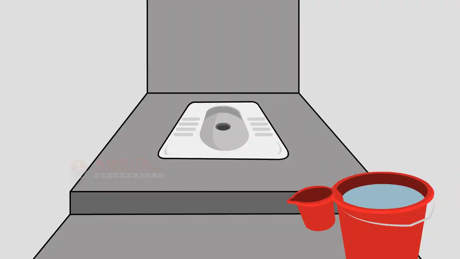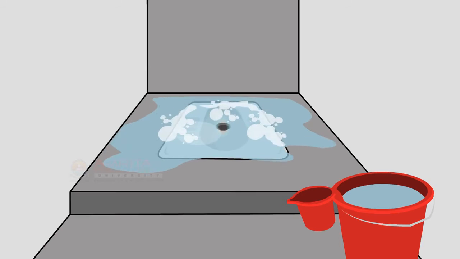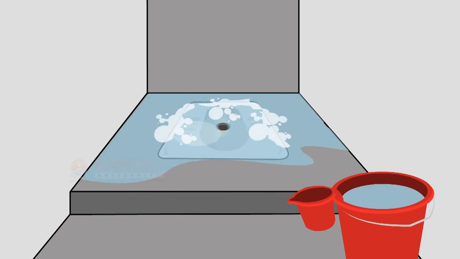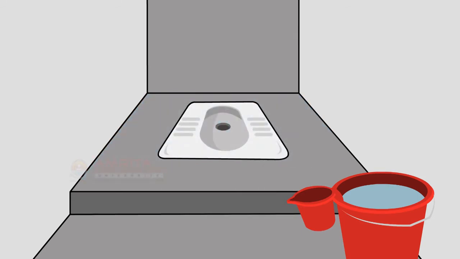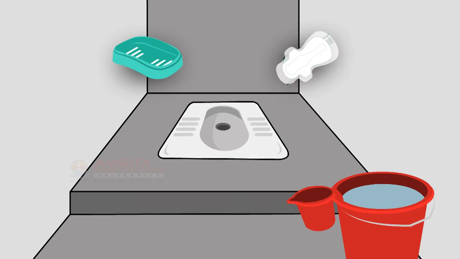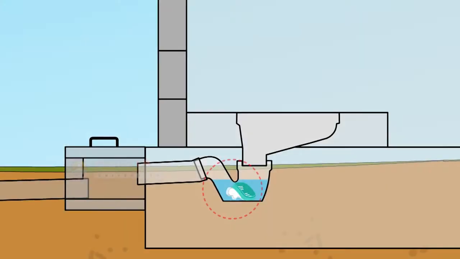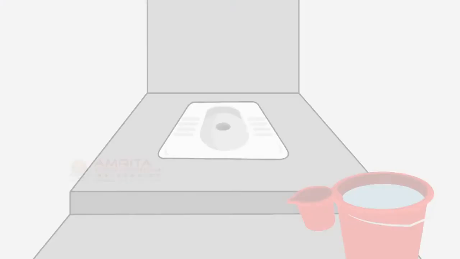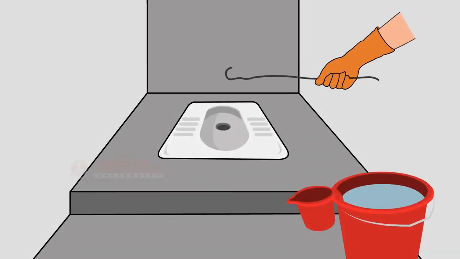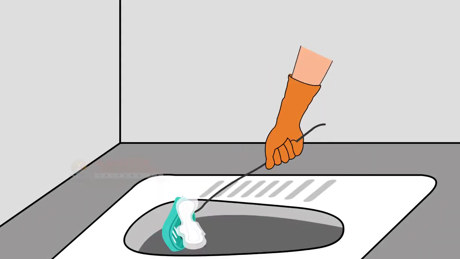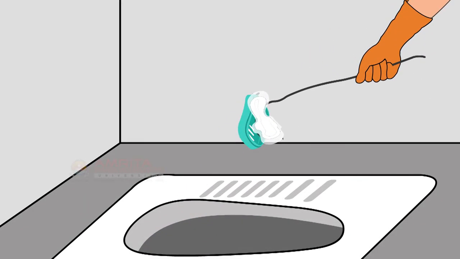The most common problem encountered while using the toilet is that the toilet may get blocked. Let's see some of the measures to be taken when the toilet gets blocked. There are chances that objects like soap dish or sanitary pads might fall into the toilet and block the channel. This can be removed by hand with the help of a rod or stick. It is essential to wear gloves while doing so.